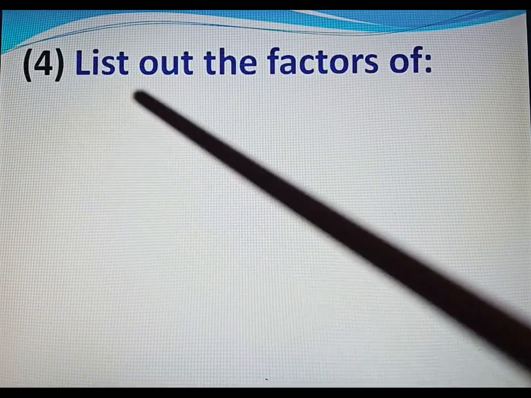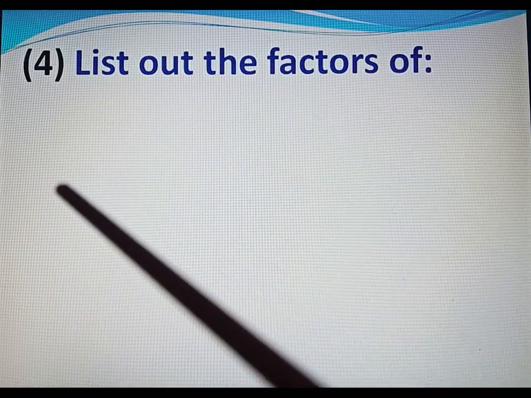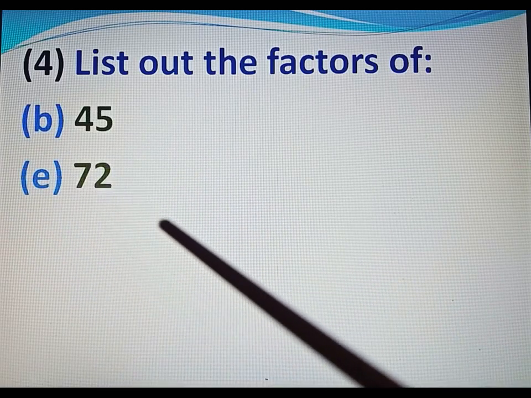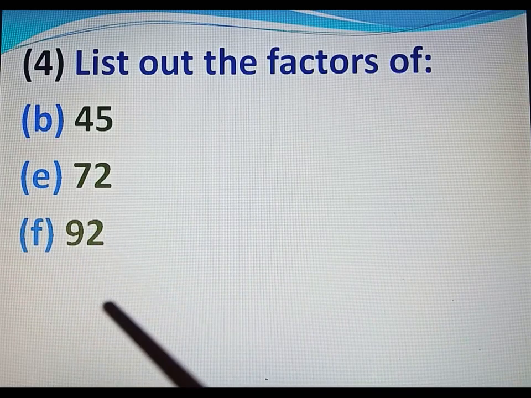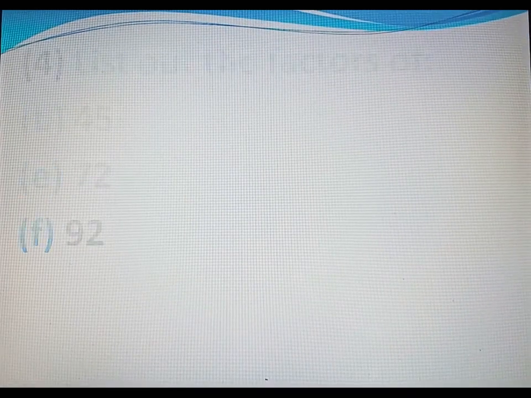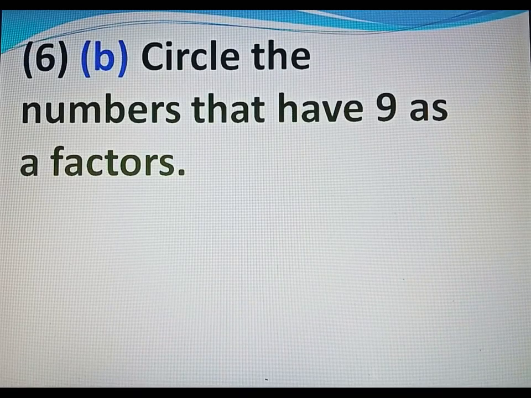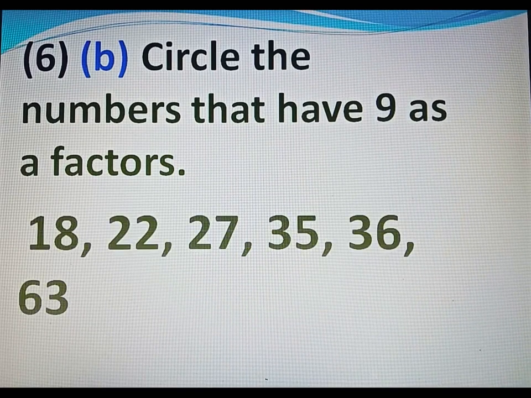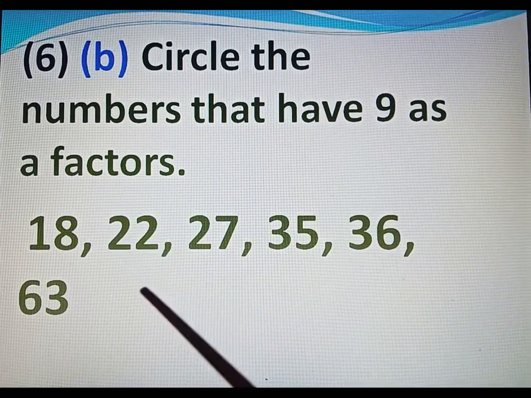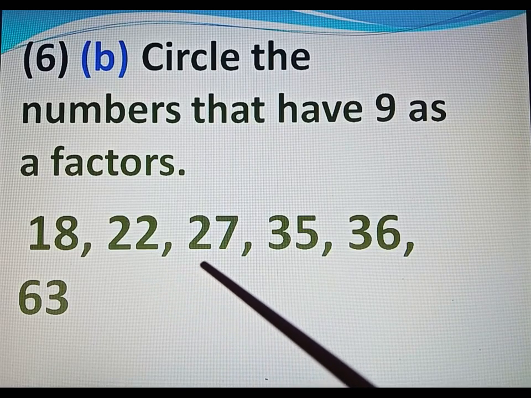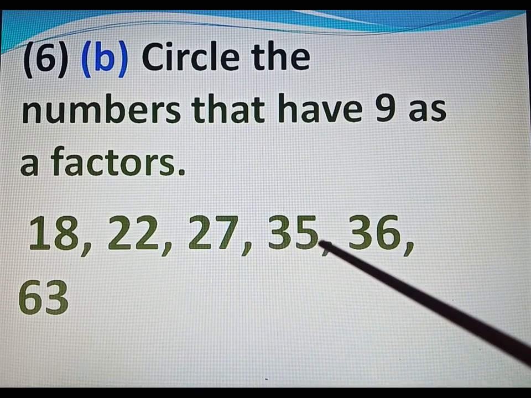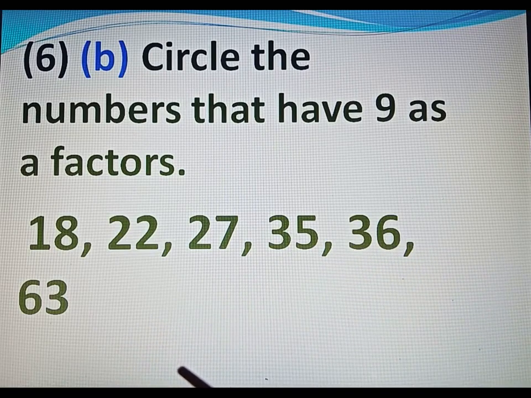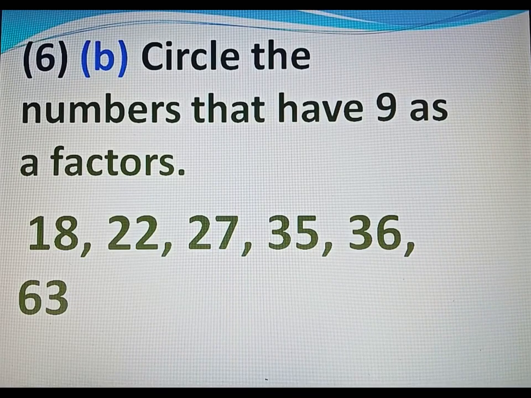Question number 4. List out the factors of B part 45, E part 72, F part 92. Question number 6. B part. Circle the numbers that have 9 as a factor: 18, 22, 27, 35, 36, 63. These are the questions assigned as homework.